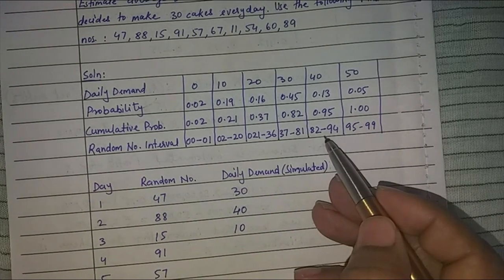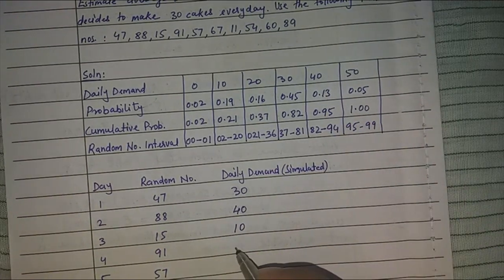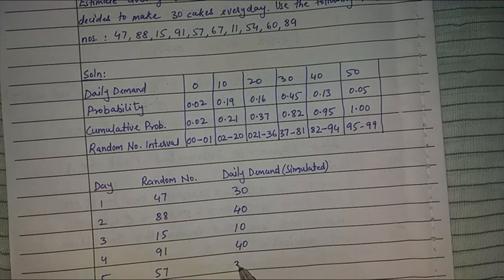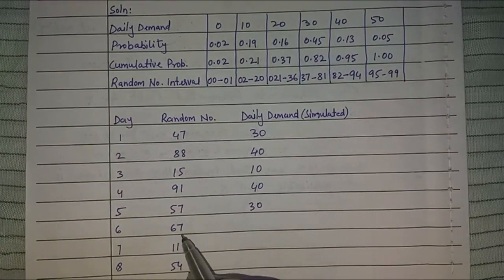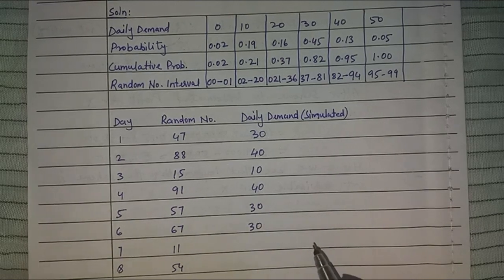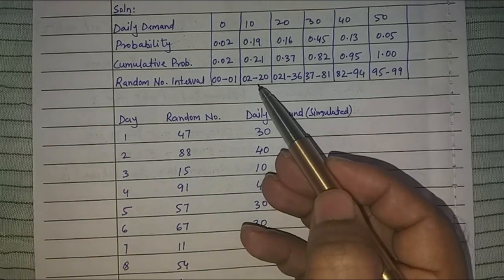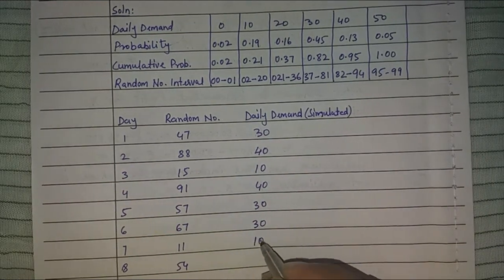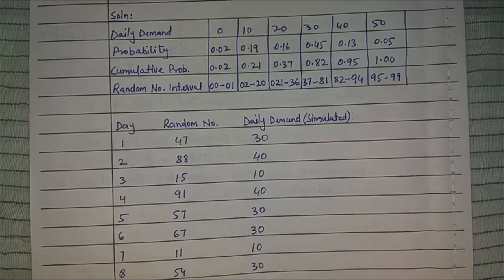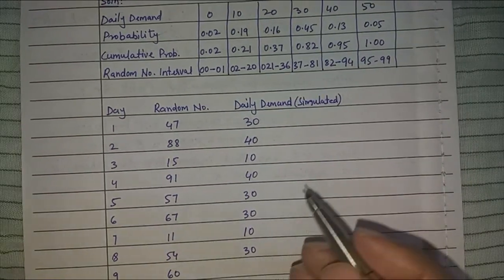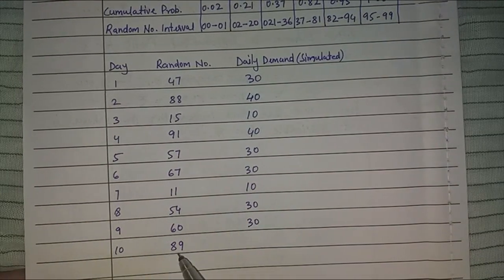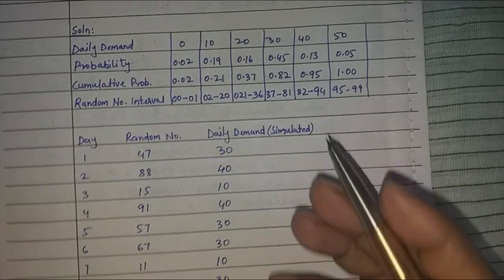91 lies in this column here, so 40 again. 57 will lie in this column where the demand is 30. 67 is again going to lie in this column where the demand is 30. 11 lies in this column where the demand is 10. For 54, the demand is 30. And for 60, again the demand is 30. And finally for 89, the demand is 40.